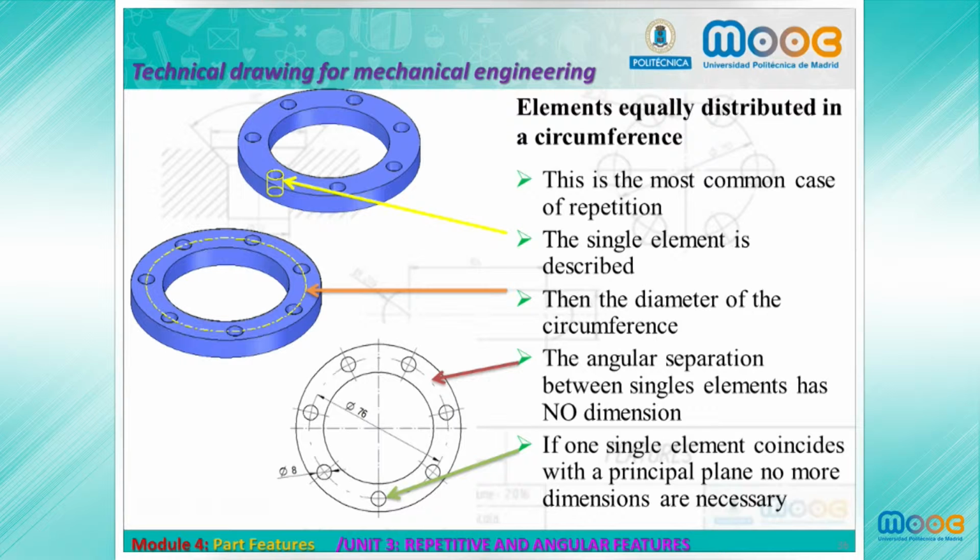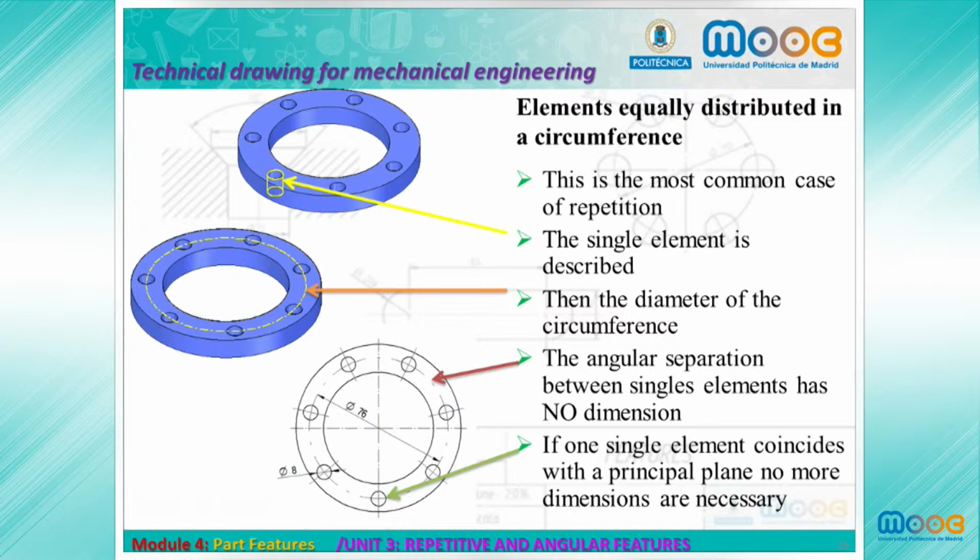The first case is elements equally distributed in a circumference. This is the most common case of repetition. We can find this pattern in a huge quantity of parts. First, the single element is described, in this example, a single hole. Then, the diameter of the circumference.